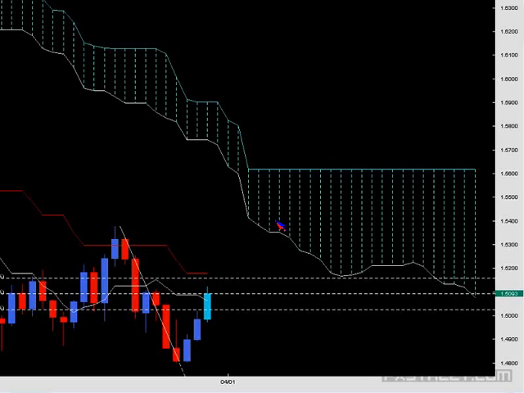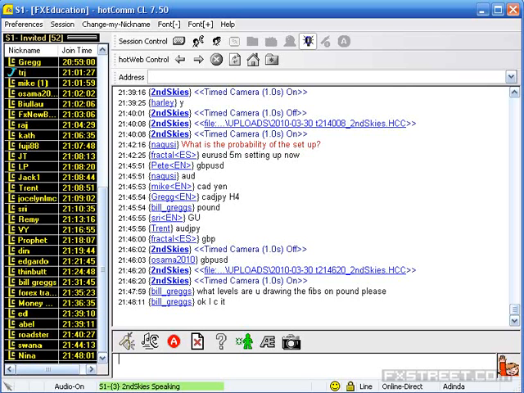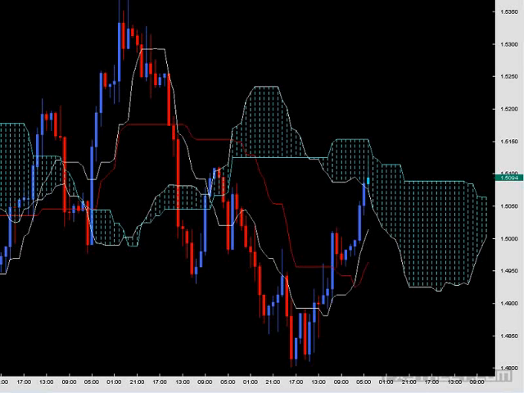Okay, I want to check in briefly with the 4 hour, and then I want to show you the Kumo analytics on this one here. You should see the new chart here. What is also interesting to note is that we have the potential for a Kumo break formation coming up here.